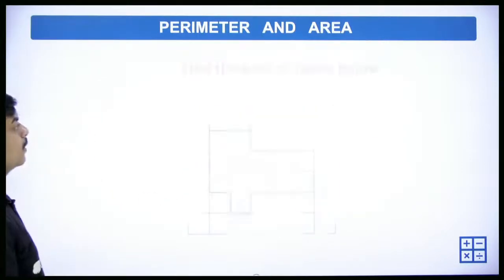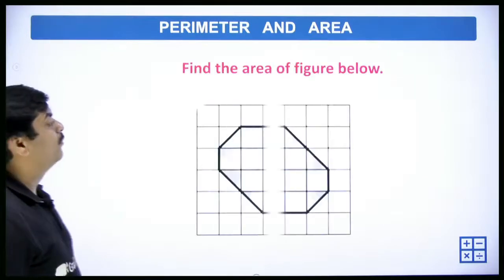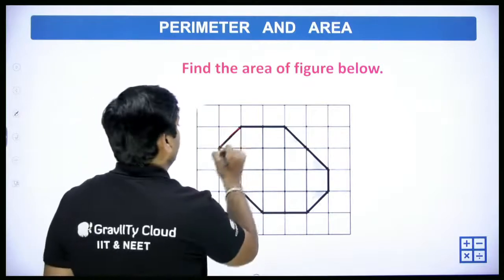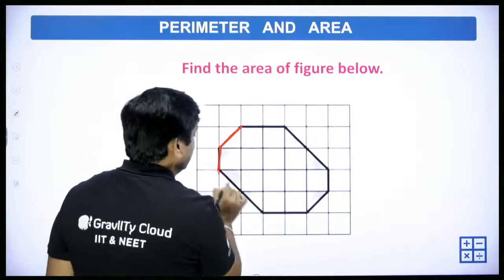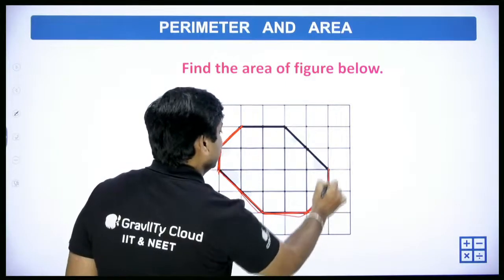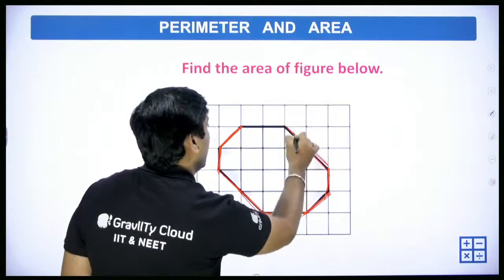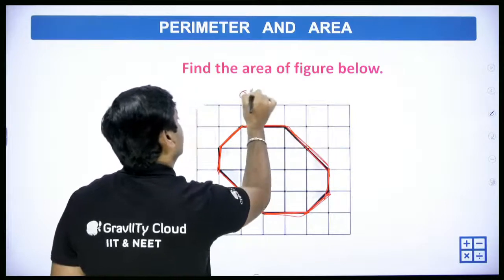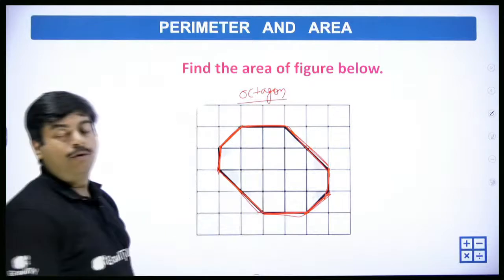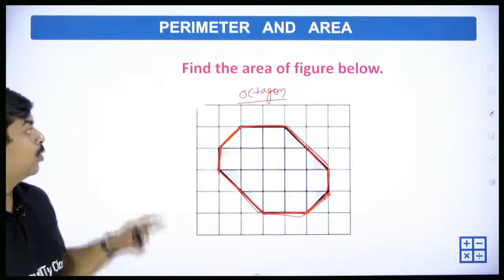Okay, next one. Find the area of the figure. We have one more figure. Let me draw that properly. So this is one side, second, third side, fourth, 5, 6, 7, and this is 8. This is an octagon. Octagon means an 8-sided polygon, an 8-sided closed figure, right?